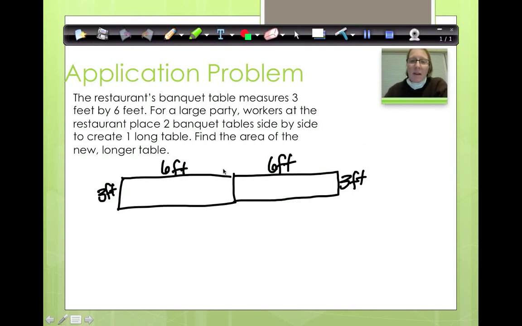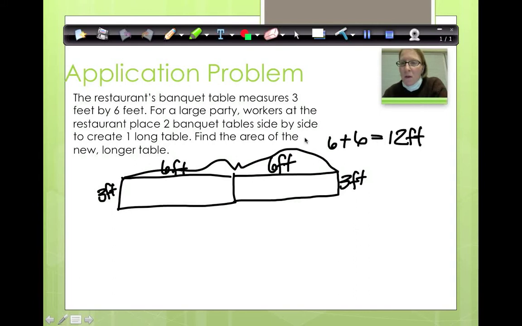Alright, so now we have to find the area of the new longer table. What do I need? Well, I know to find the area, I just need to have 2 sides. So, can I figure out what this side is? This would be 6 plus 6. 6 feet plus 6 feet equals 12 feet. So the whole length of this is 12 feet. Now I know if I multiply it by 3, by this side, then I can find the area. So area equals 3 feet times 12 feet, right?